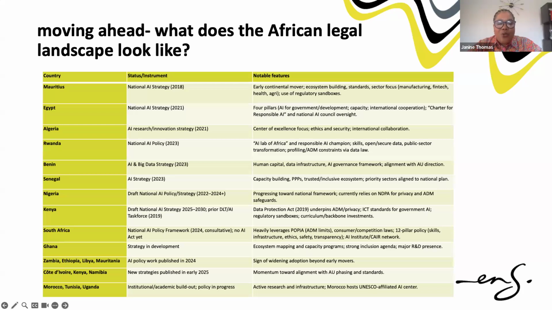In South Africa, in 2024, we had the National AI Policy Framework that was issued.